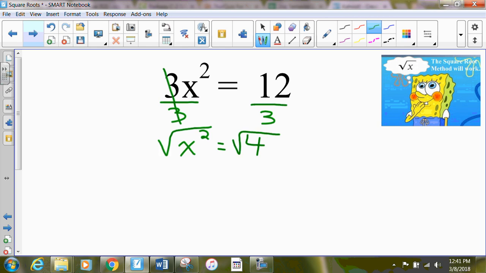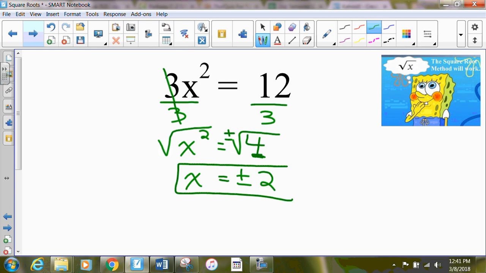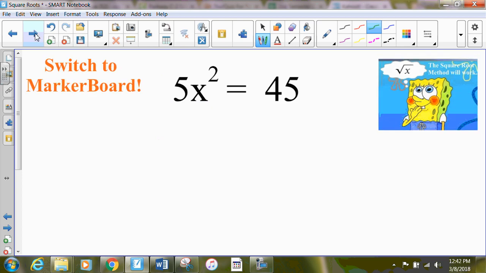And if I'm taking the square root of both sides of the equation, I have to put the plus or minus in front of the side that's the number. Square root of a square, we get rid of, that's x. Plus or minus, we bring down, and square root of 4 is 2. All right, you know what to do. Let's switch over to your marker boards and pause. And go ahead and do this one and unpause.